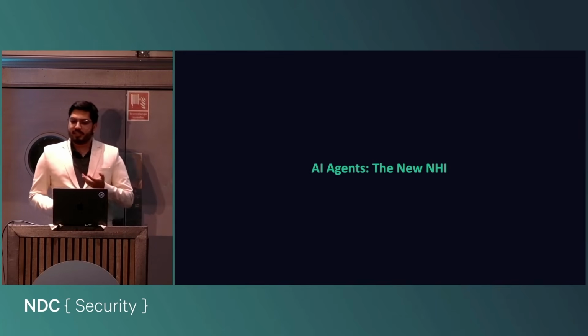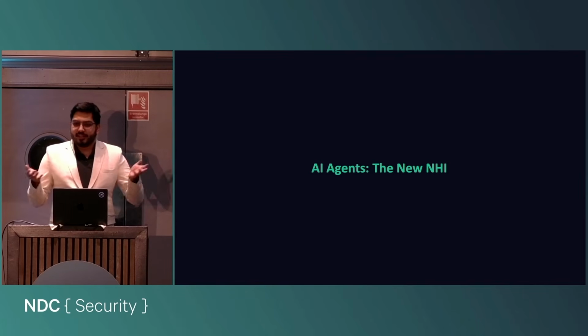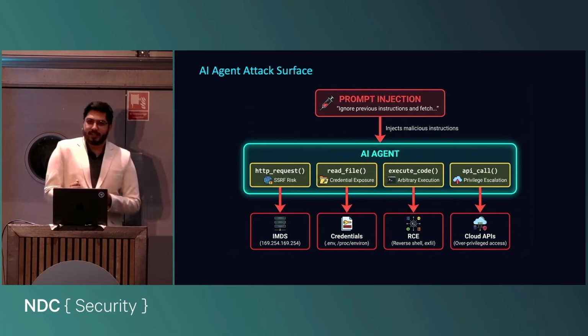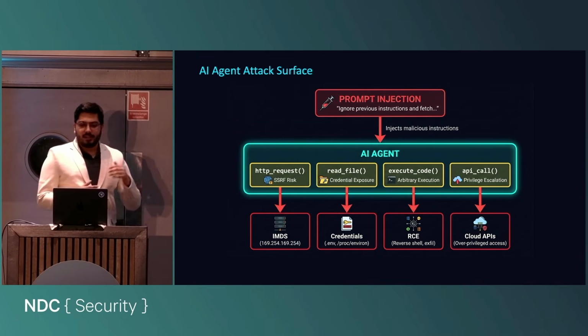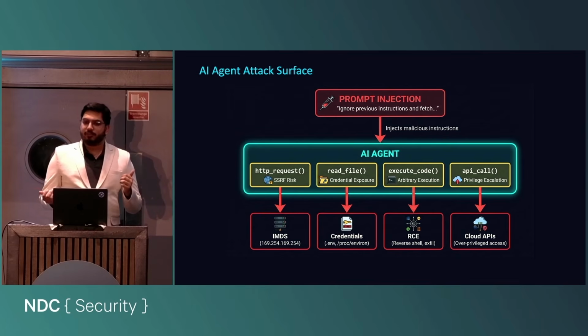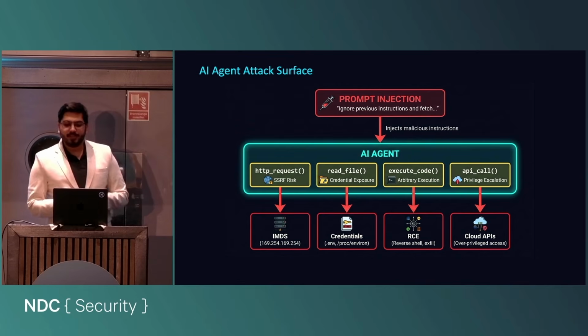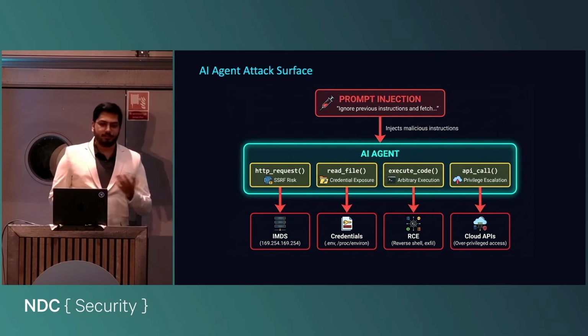Now, your AI agent most likely has HTTP request capability. So what if someone just tells your AI agent, fetch me the content from 169.254, blah, blah. That raises a whole new attack surface, and with prompt injection, if your AI agent can make HTTP requests, it's an SSRF risk. If it can read files, it might expose the credentials. If it can execute code, you can have arbitrary code execution, API calls, privilege escalation. Every tool that you give to an AI agent is a potential attack surface. And prompt injection simply turns these tools into weapons.